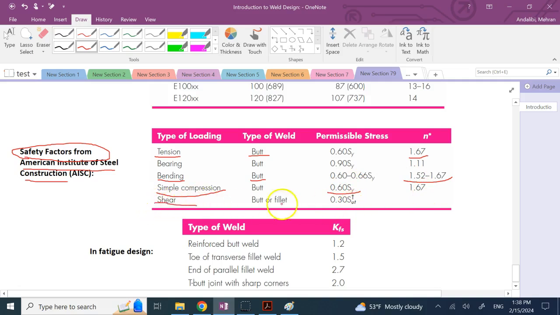If it's under shear, butt or fillet weld, then use 0.3 SU. Okay, instead of SY, use SU. So they show you some permissible stress or correspondingly some safety factor.